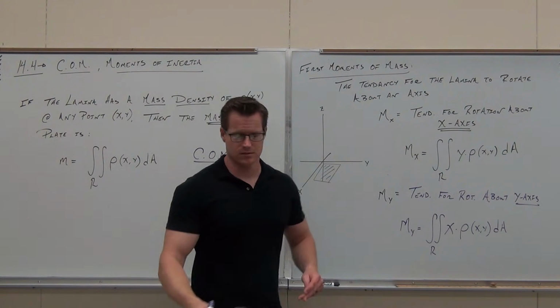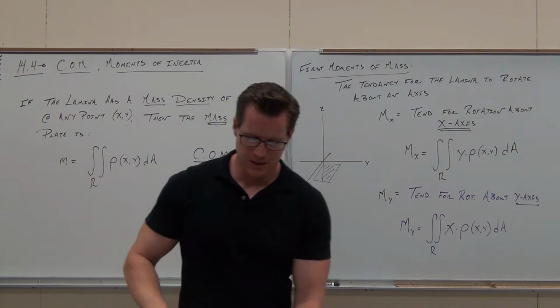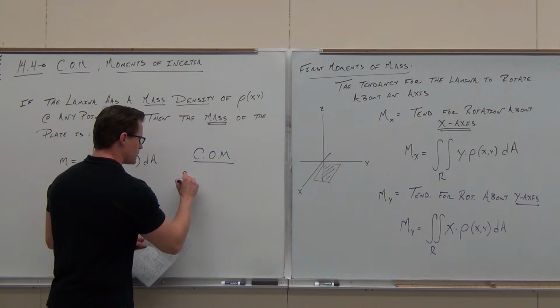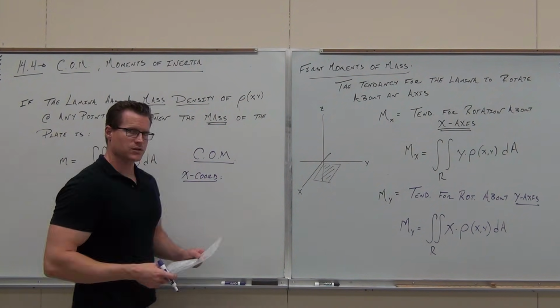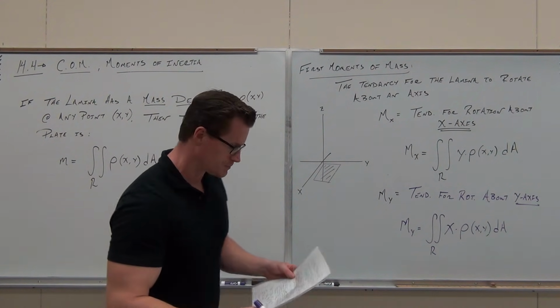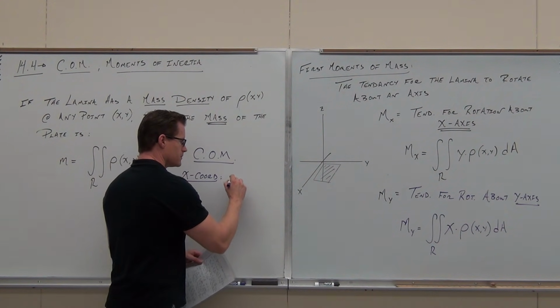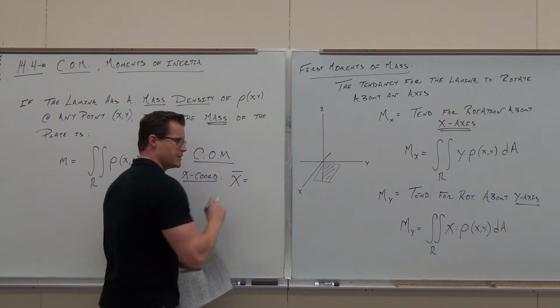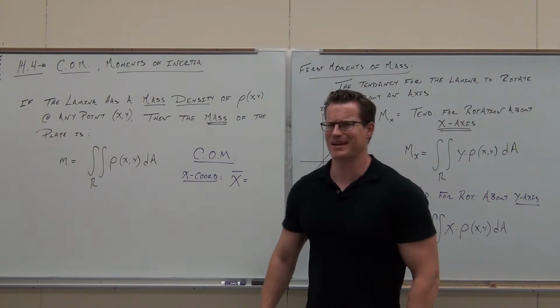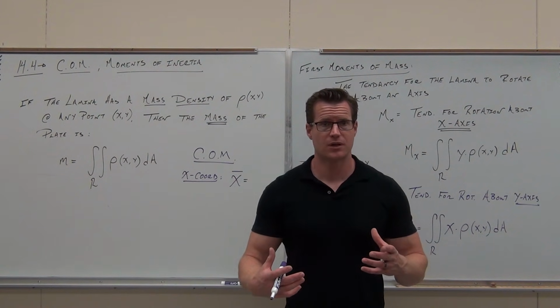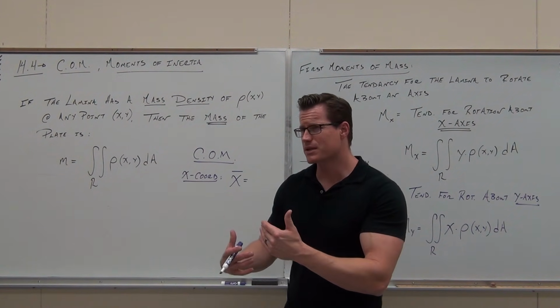Center of mass for any lamina. Here's how you find it. The x-coordinate for the center of mass looks a little funny. If you've never taken stats, that looks really funny. You go, x-bar, what is x? X-bar represents an average. That's what it is in statistics, and that's sort of what it means here.